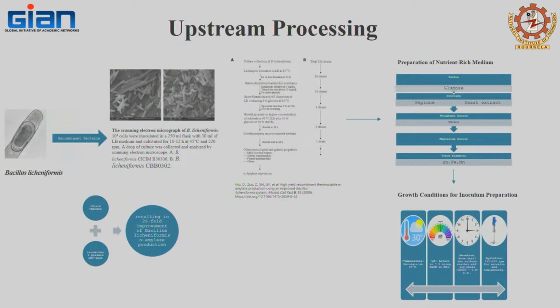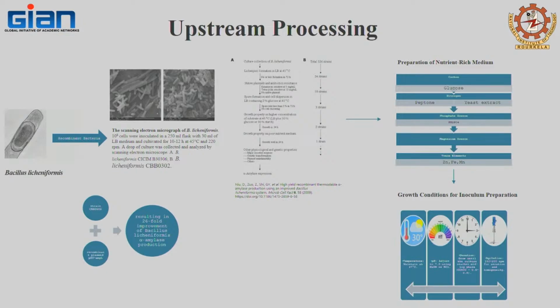It is for cost effectiveness, and then one key advantage is there. Bacillus licheniformis has the ability to secrete alpha amylase in the culture media. So it reduces the downstream process cost. So it's extracellular. It is extracellular. So it reduces the downstream cost.